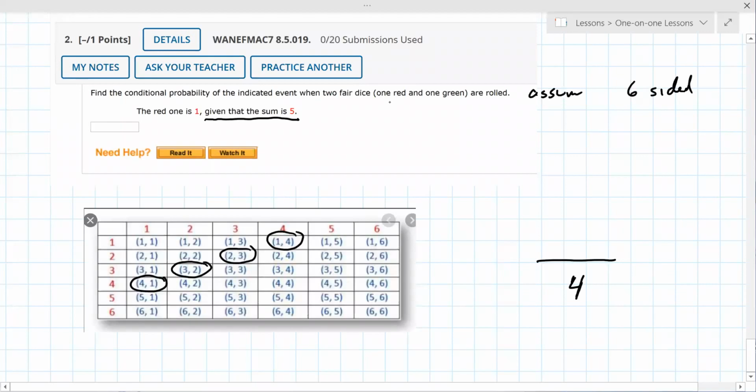Now, what you have to do is decide which is the red and which is the green. Which one's first? We're just going to assume the red is the first die and the green is the second die. So which of these has a 1 in the first position? Well, only one of them. So there's 4 total that sum up to 5. Out of those 4, there's only one that has a 1 in the first position.